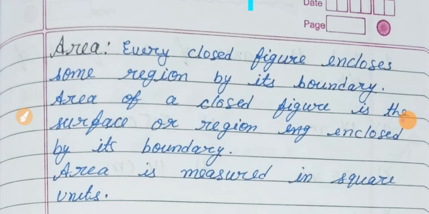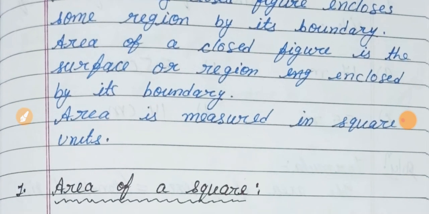Dear students, here we will discuss the area of the square and rectangle. Firstly, we will discuss the definition of area. Every closed figure encloses some region by its boundary. Area of a closed figure is the surface or region enclosed by its boundary. And dear students, area is measured in square units.